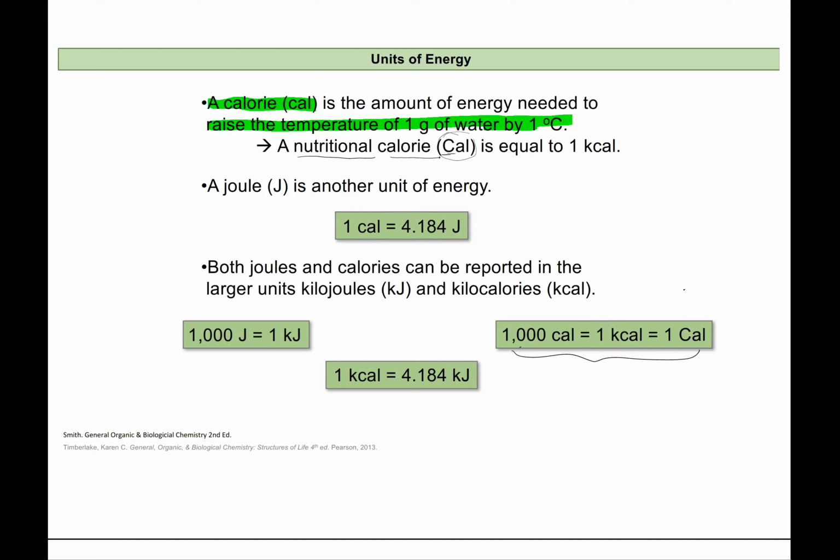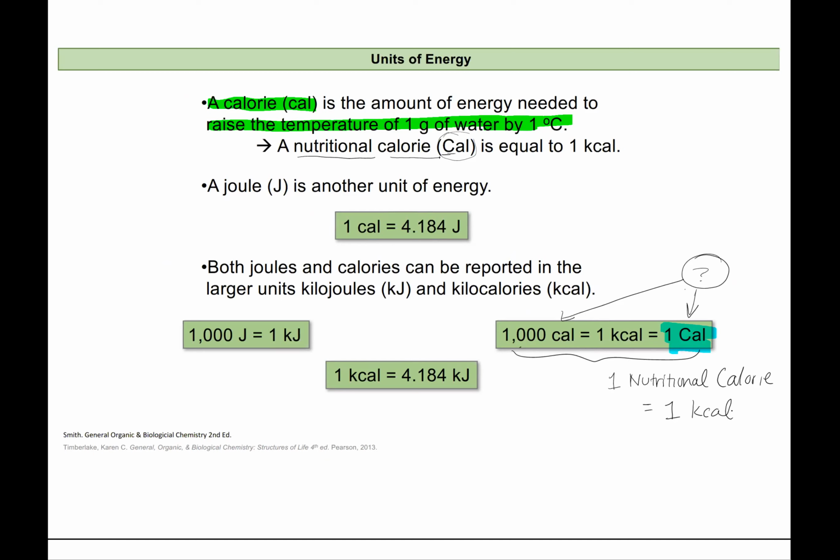I like to always write out nutritional calorie rather than rely on a capital C versus a lowercase c, because I think that's a really confusing way to write 2 different units on different scales, since lowercase and uppercase c's can look really similar. So for nutritional calories, I'll usually write it as 1 nutritional calorie to highlight that what we're really talking about here is 1 kilocalorie.